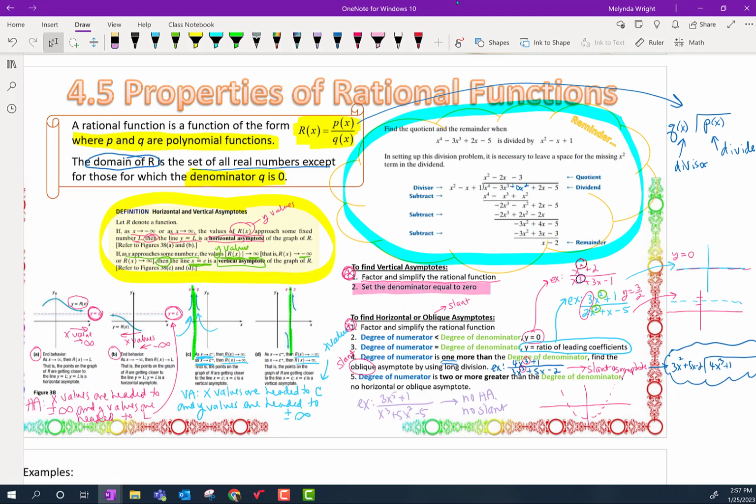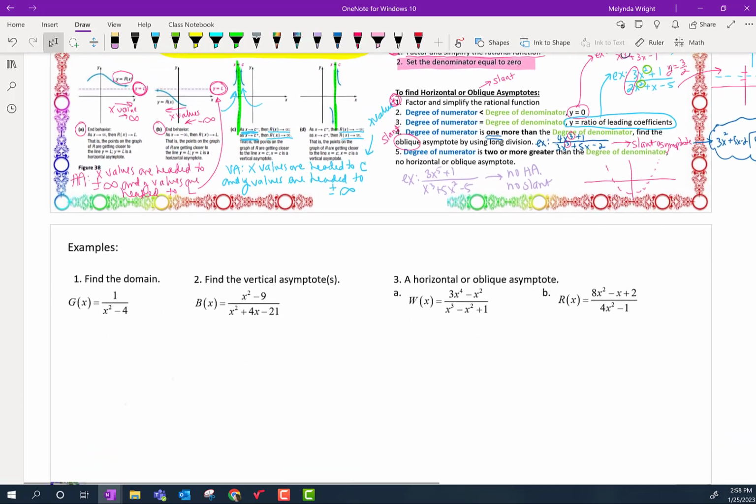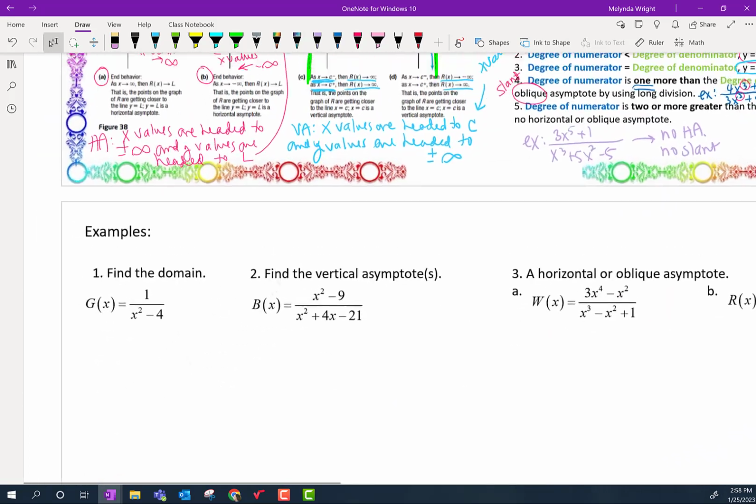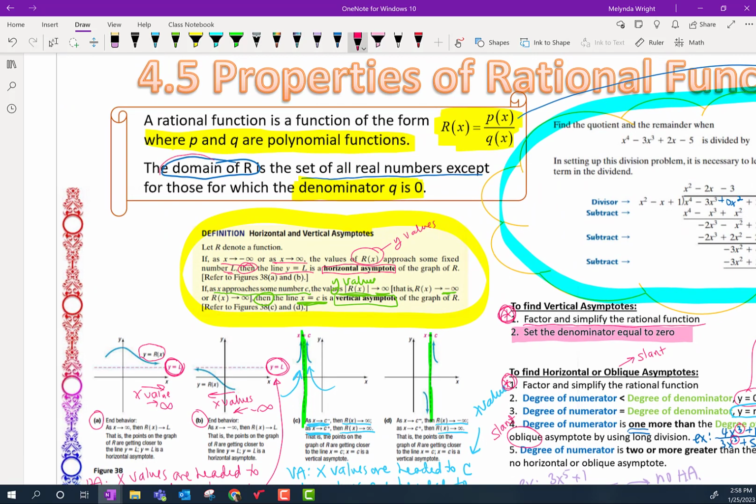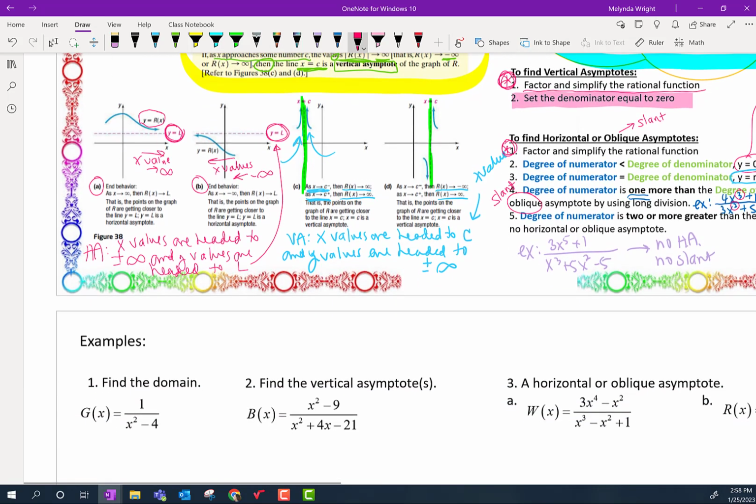Okay, so then let's jump into the next slide, which is some examples. Let's do some examples of all of these kind of things that we're doing. So let's start with domain. Let's remind ourselves back up here. The domain, remember, is everything except where the denominator is 0.